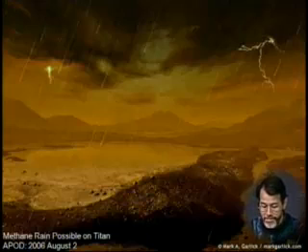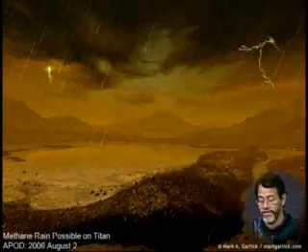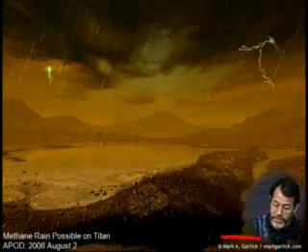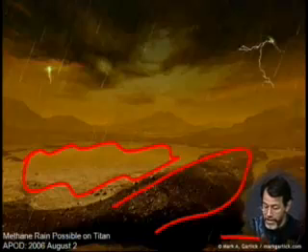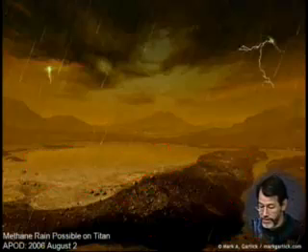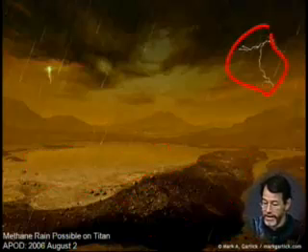It is thought that there is methane rain, hydrocarbon rain on Titan, and here you see, this is not a picture taken from the surface, but an artist's impression. The artist is Mark Garlick. And here in this artist's impression there is a sea, and there are land features, and there's even lightning.